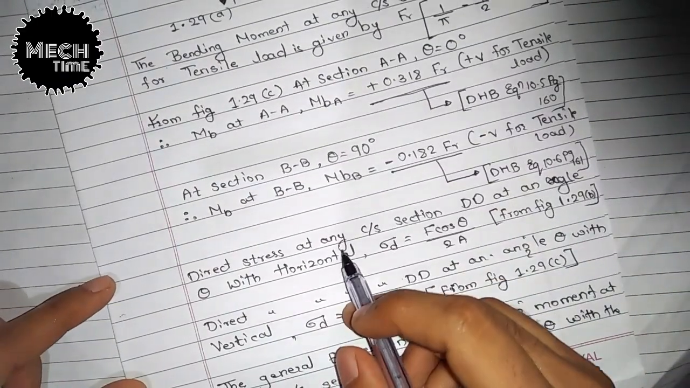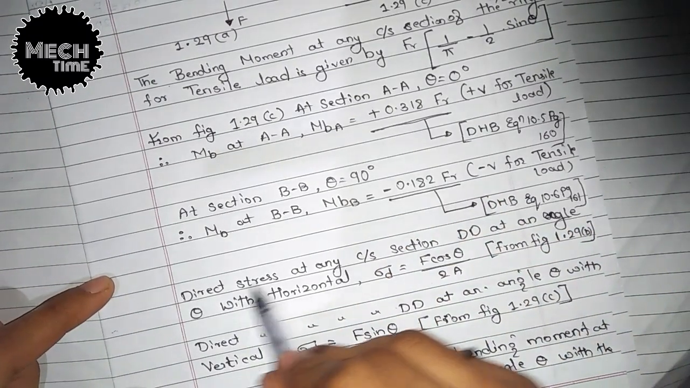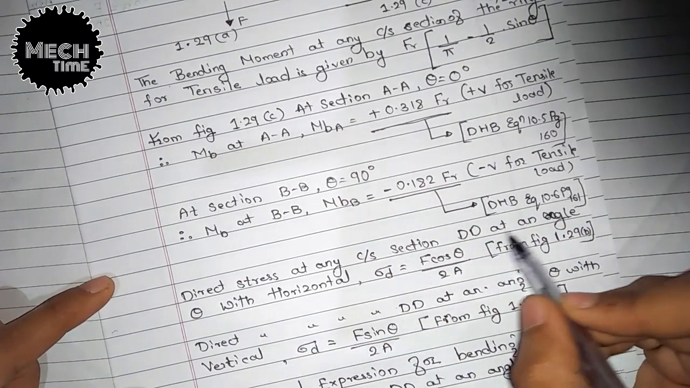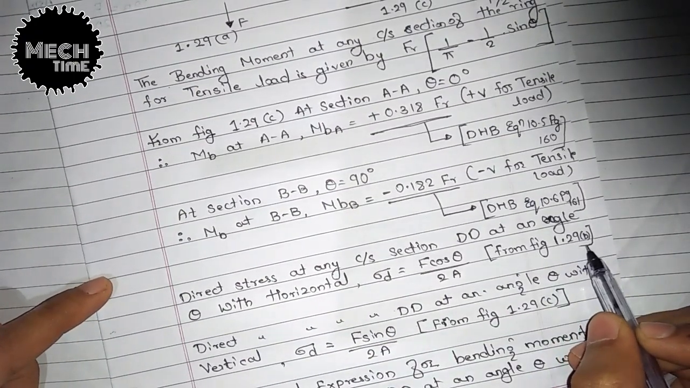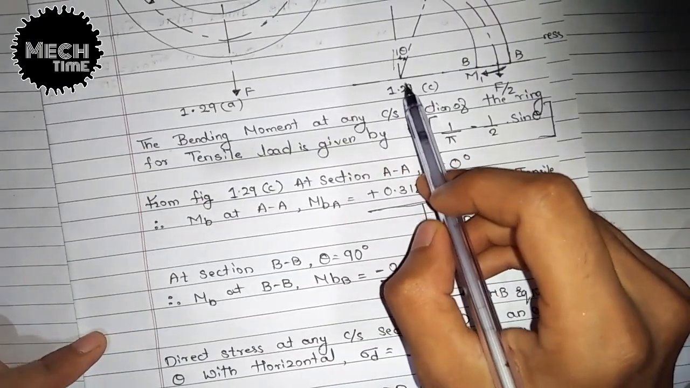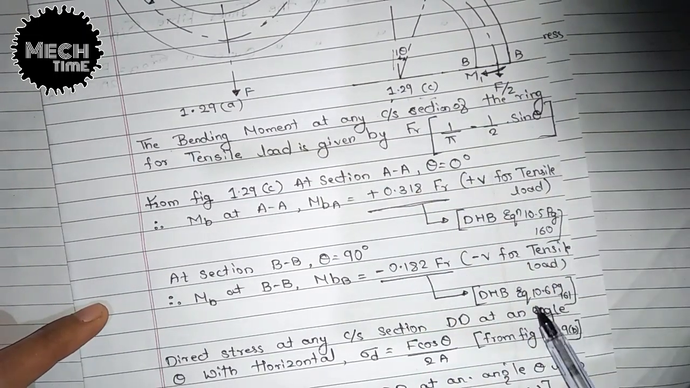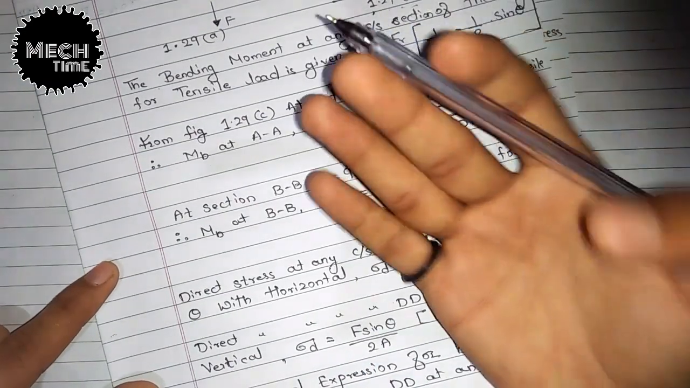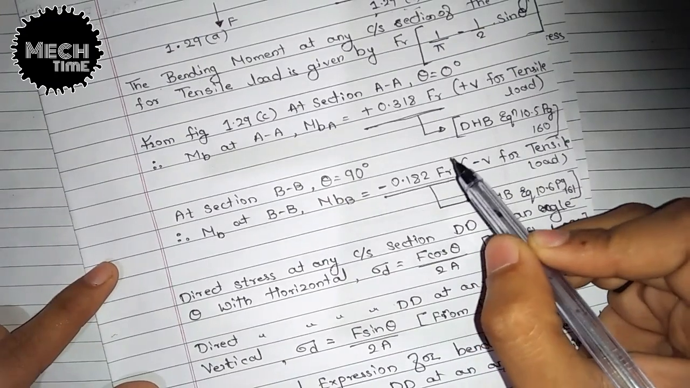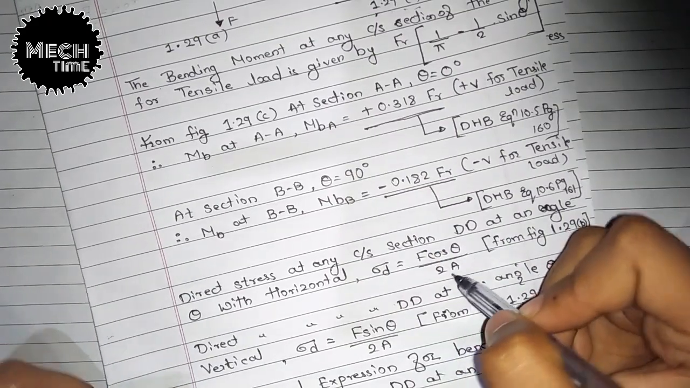Now direct stress at any cross section. We are finding DD for the horizontal and vertical. So section DD we are finding, the direct stress at any cross section DD at an angle theta with the horizontal. Now we are finding it from figure 1.29b. Here we have solved A to A from 1.29c. Now D to D from 1.29b. We know that direct stress is sigma D equal to F by A. So here sigma D is F cos theta by 2A.